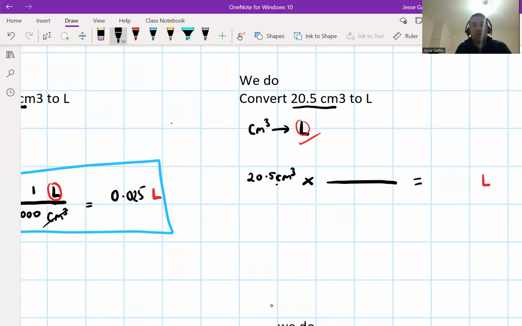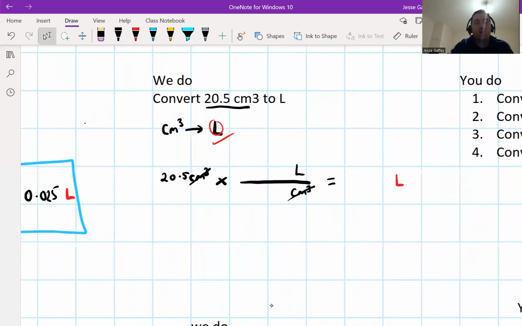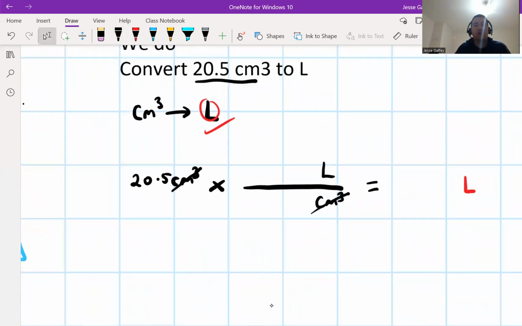All right, so we want centimeters cubed to cancel, which means we're going to put it in the denominator here like that. And then we want liters to be left on the top. The next thing is we need the number relationship between centimeters cubed and liters. So I'm going to cover it over from before. What is the relationship here? Pause the video and write in the numbers.